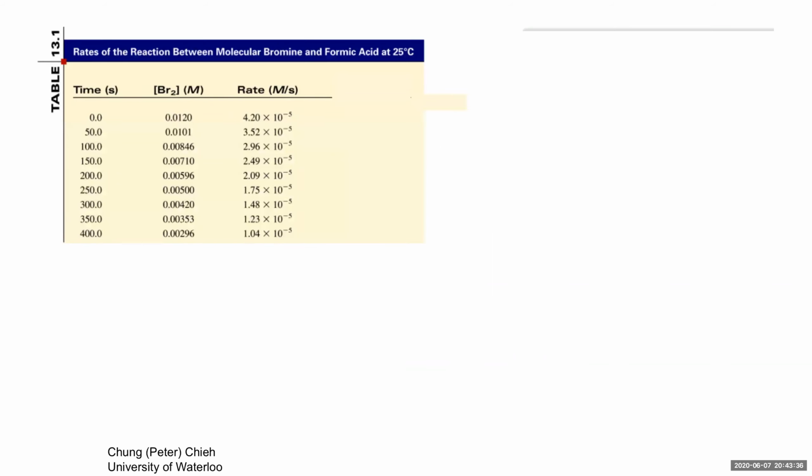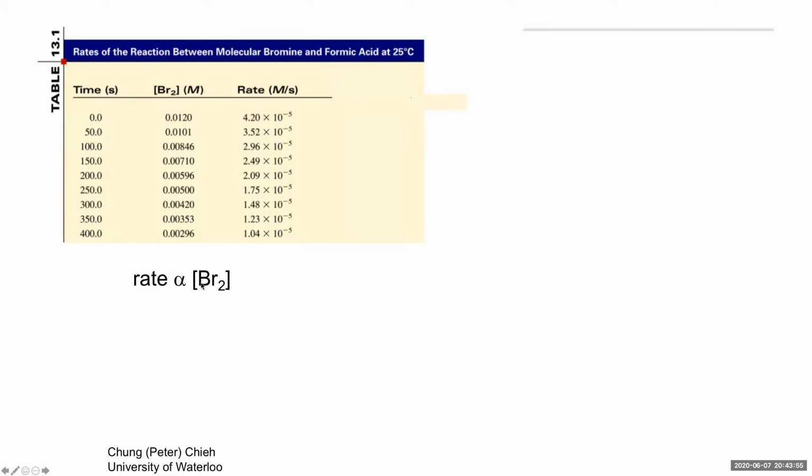So let's look at how we can... here's the rate proportional to the bromine. In this case, bromine's a reactant because you can tell it's decreasing. Since it's decreasing, it's a reactant. It's the concentration of bromine in molarity at various times.